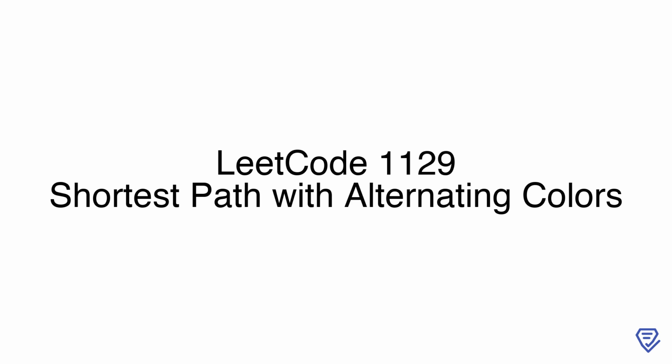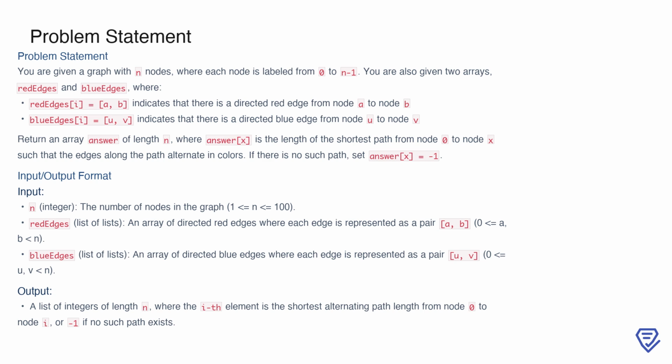Let's dive in. In this problem, you're given a graph consisting of n nodes, labeled from 0 to n-1. The edges in the graph are categorized into two types, red and blue. These edges are represented by two separate lists, red edges and blue edges. For each pair A, B in red edges, there is a directed red edge from node A to node B. Similarly, for each pair U, V in blue edges, there is a directed blue edge from node U to node V.